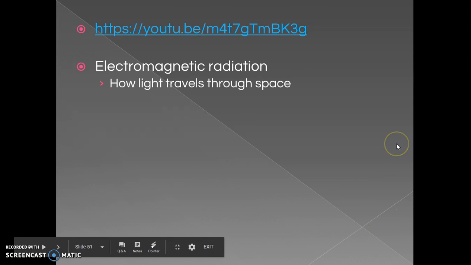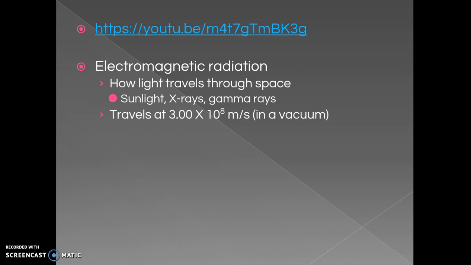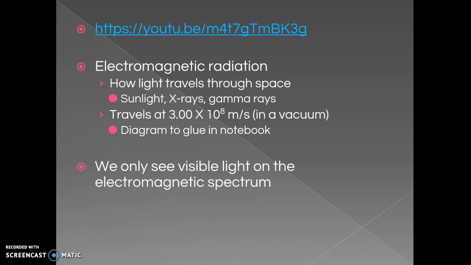you need to know a little bit about electromagnetic radiation. This is how light travels through space. Sunlight, X-rays, gamma rays, and the video clip up above takes you through all the different types of electromagnetic radiation. Light travels at 3.00 times 10 to the 8th meters per second. That's in a vacuum, so that is the definition of the speed of light. And I have a little electromagnetic radiation diagram that I'm going to give you, so you might just want to leave like 4 or 5 lines in your notes so that way we can put that diagram in there.